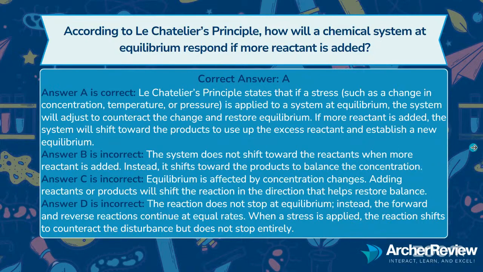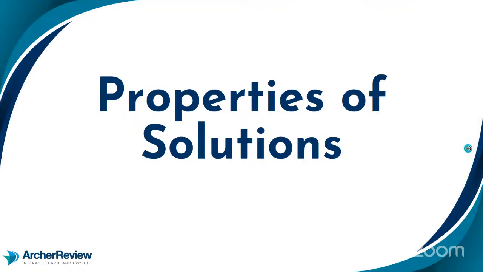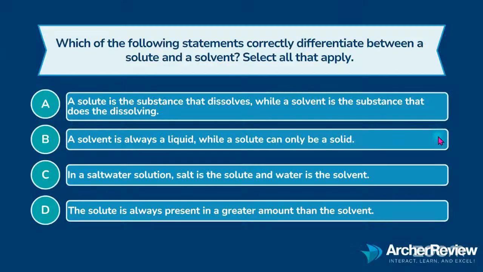All right, we're going to take a look at our next one. Properties of solutions. Which of the following statements correctly differentiate between a solute and a solvent? Select all that apply. A, a solute is a substance that dissolves, while a solvent is a substance that does the dissolving. B, a solvent is always a liquid, while a solute can only be a solid. C, in a saltwater solution, salt is a solute and water is the solvent. D, the solute is always present in a greater amount than the solvent. Let's see how we do on this one.